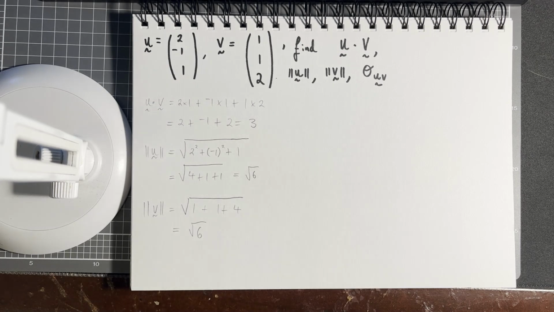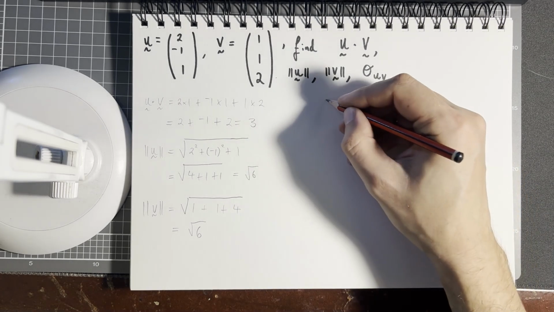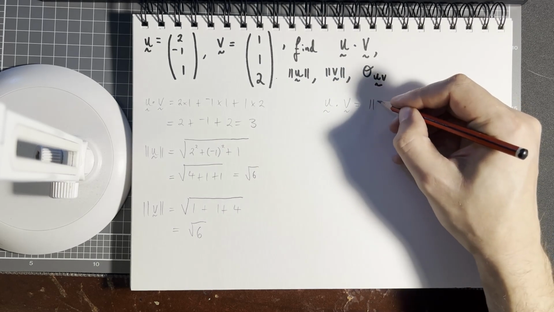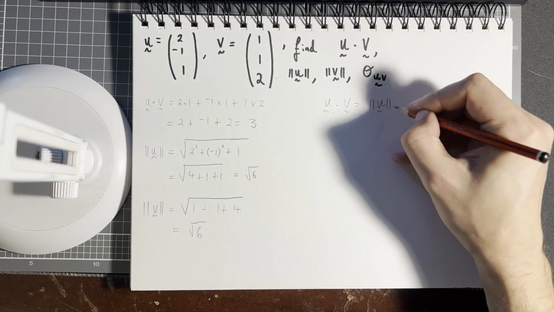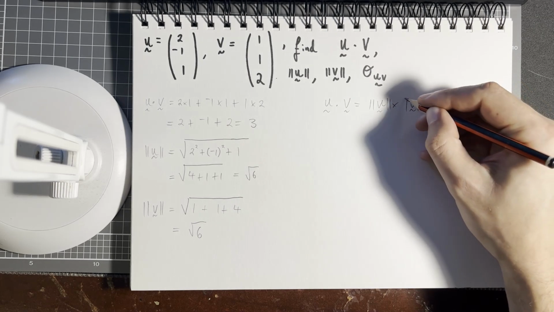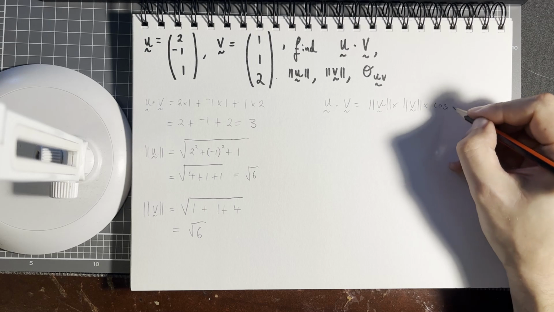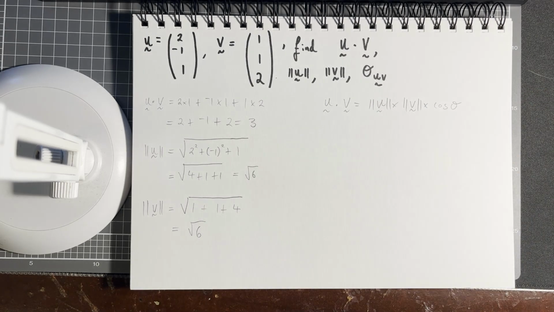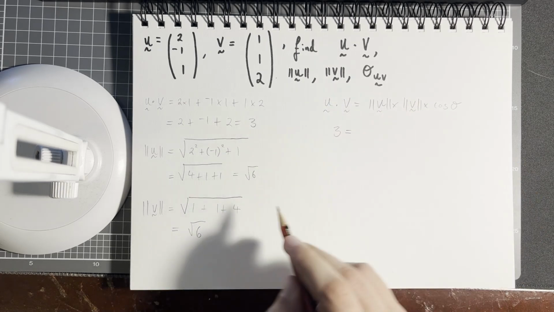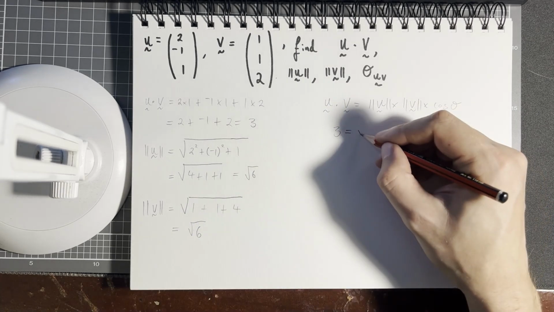Okay. Now, we need to find the angle between them. This is a little more complicated. Well, let's start with the facts. We know that u dot v is equal to the magnitude of u times the magnitude of v times the cosine of the angle between them. Okay, now we know some of these numbers. We know that u dot v is 3. We know that each of these is root 6.